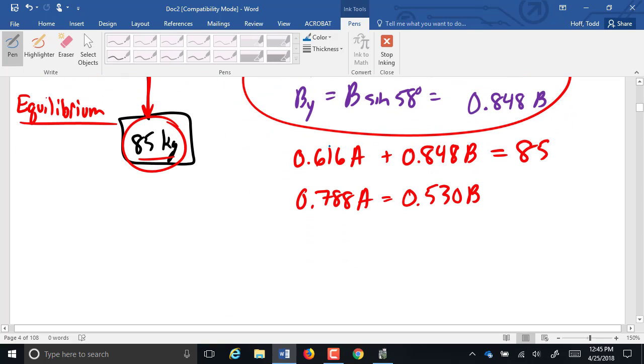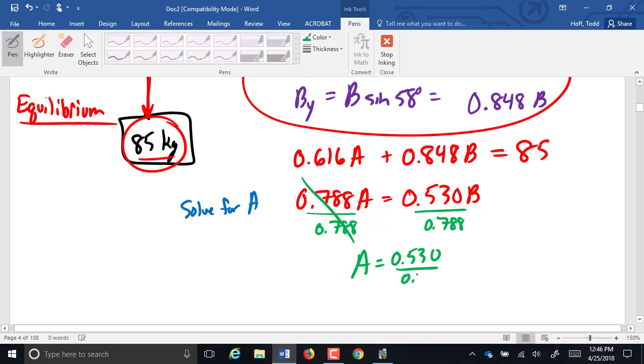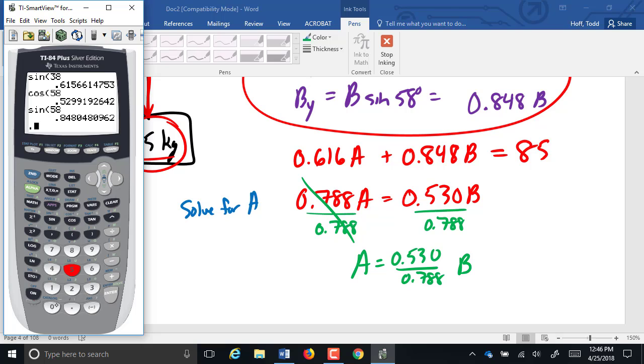So now it's a system of equations we have to solve. To solve a system of equations, this would probably be easiest using substitution. So to do that, I'm going to solve for A. I am going to divide by 0.788 to get A by itself. So A equals 0.530 over 0.788B. I'm going to divide this and see how ugly it looks. 0.673B.